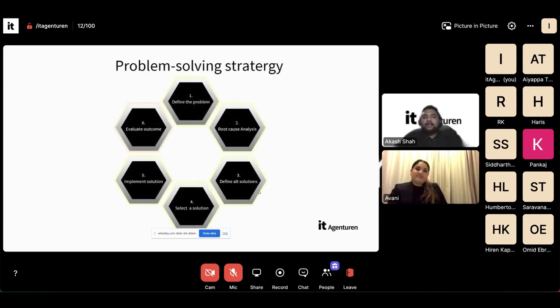Now I'm going to explain a little bit about the problem-solving strategy, or I would say problem-solving model. We have tried our best to put a diagrammatic representation of what stages we can follow when we are trying to solve a problem. But before we dive into the steps, let's take a real tech world example of how we can use a problem-solving strategy using critical thinking.